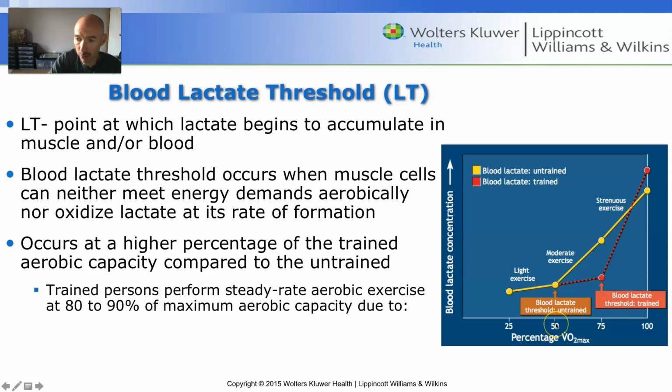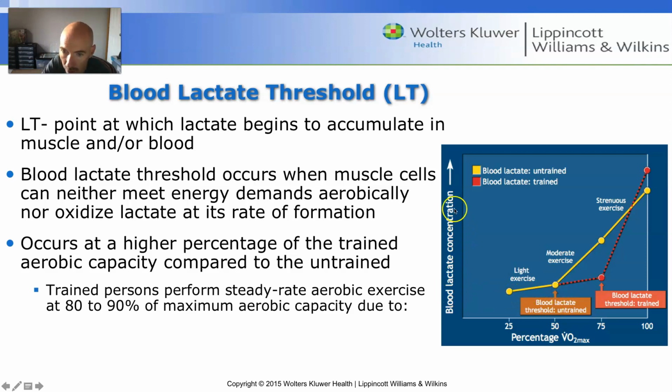50% of VO2 max would be like half effort, right? 25% would be quarter effort, 75% three-quarter effort. You get the idea, okay? So notice here, with untrained subjects, the lactate threshold typically occurs at around 50% of VO2 max.